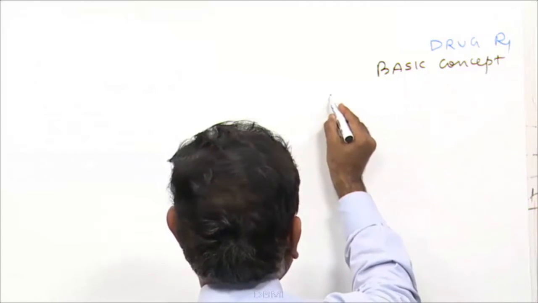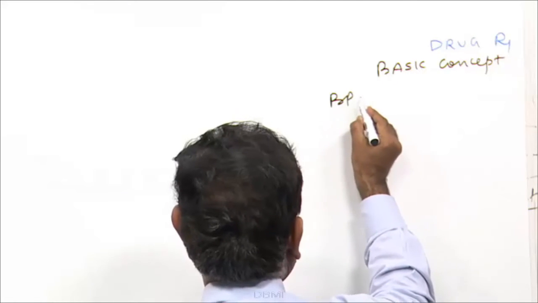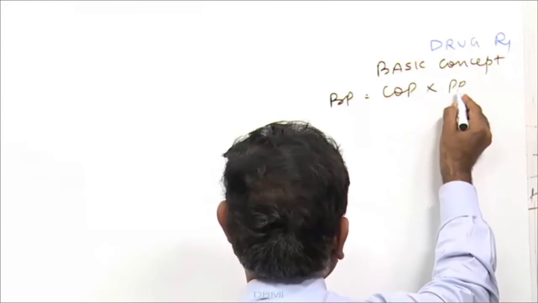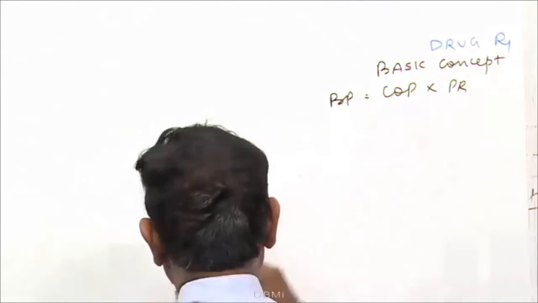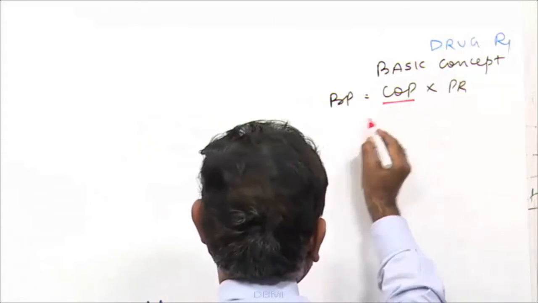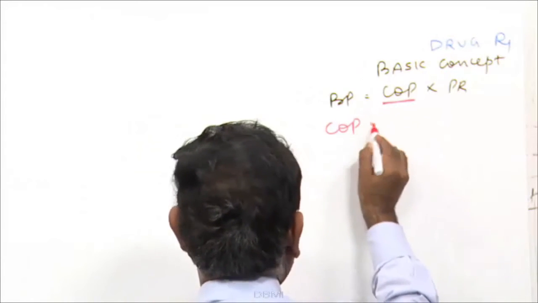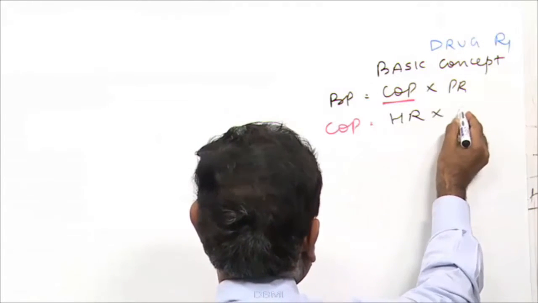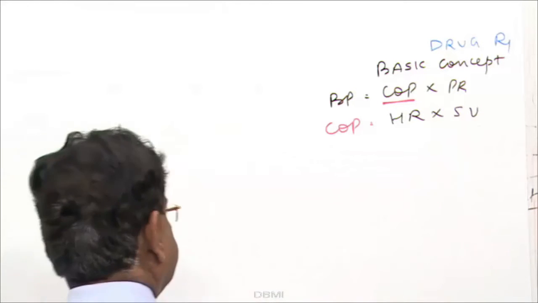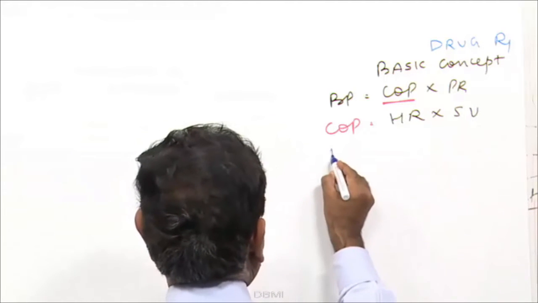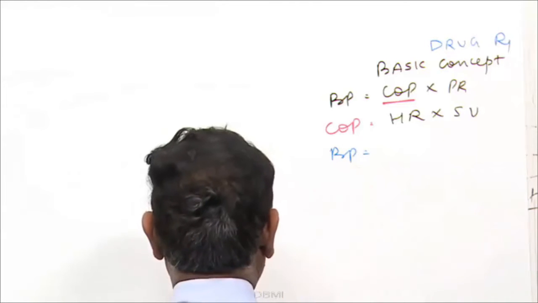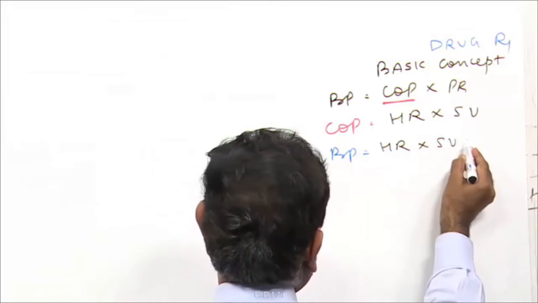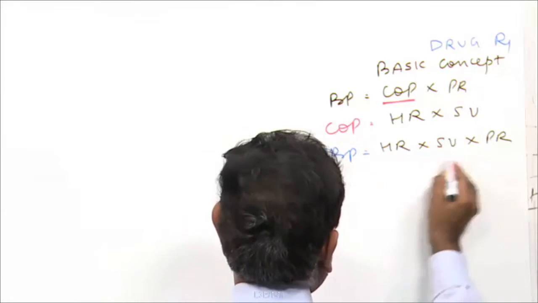BP is equal to cardiac output multiplied by peripheral resistance. This cardiac output is equal to heart rate multiplied by stroke volume. It means what? Blood pressure is equal to heart rate multiplied by stroke volume multiplied by peripheral resistance.